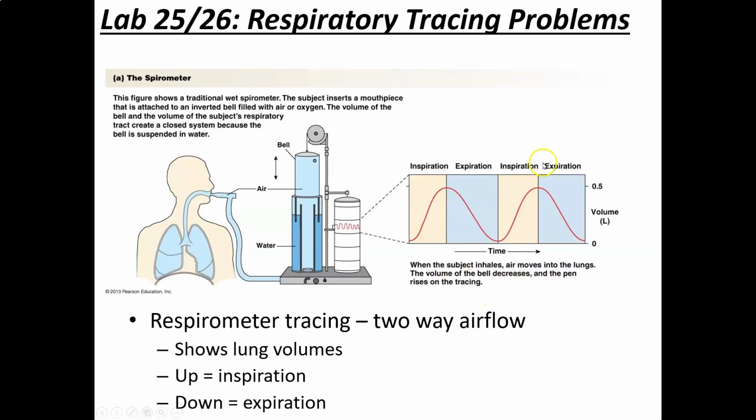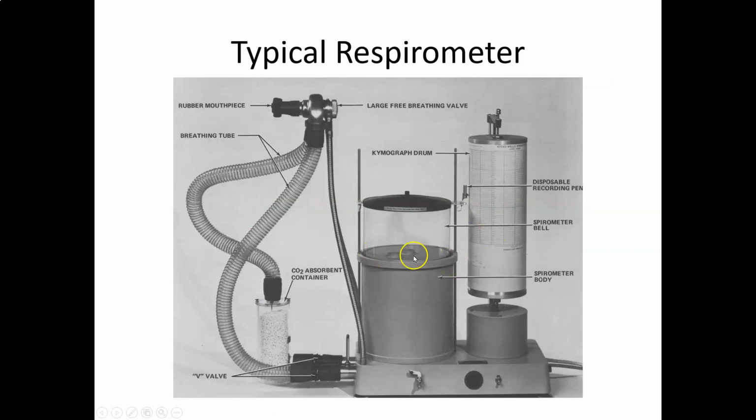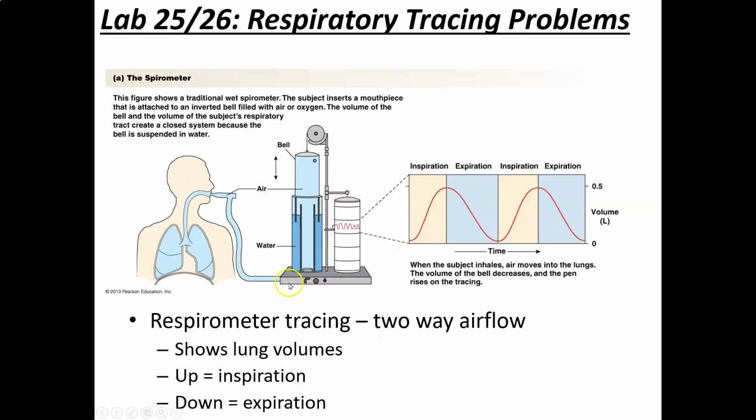So one of the things that I want to call your attention to for our tracing is that this is a newer design here for the respirometer. Our respirometer is an older respirometer, and basically we have this pulley system, and the pen, it doesn't really show it very well here, is part of this pulley system. So when the person breathes in, the bell goes down because they breathe in air. And because this is on a pulley, the pen actually goes up. So when they inhale, the pen goes up.